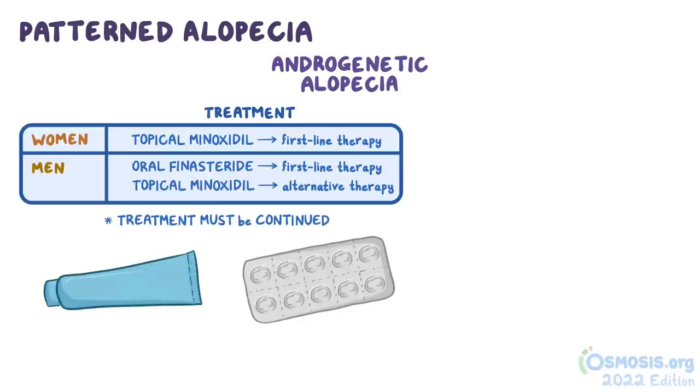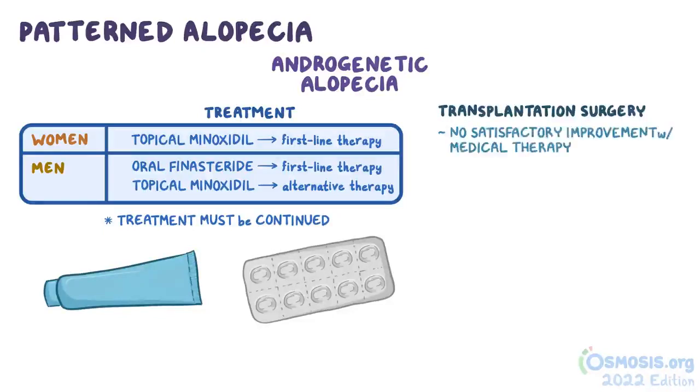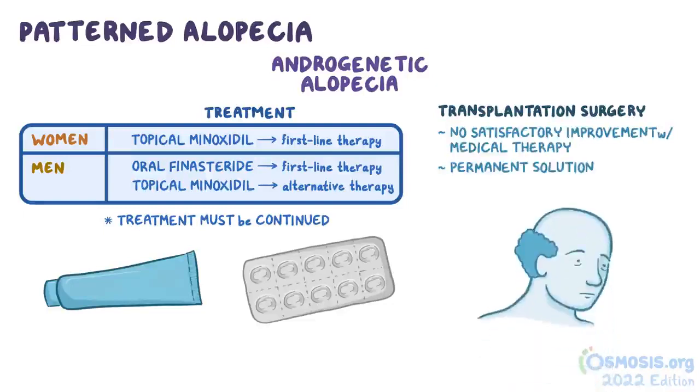Permanent improvement in androgenetic alopecia can be obtained with hair transplantation surgery, which can be performed in individuals who fail to achieve satisfactory improvement with medical therapy or wish to achieve a permanent solution. Hair follicles are removed from non-balding occipital scalp and transplanted into areas affected by alopecia.